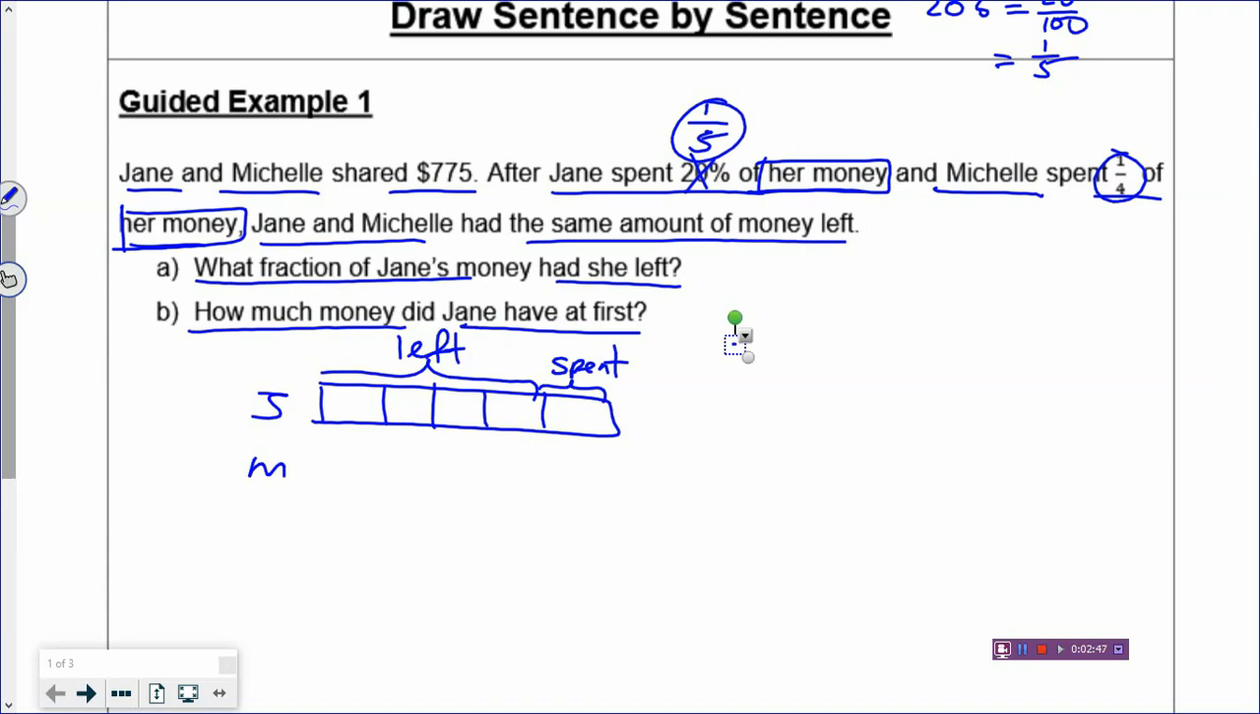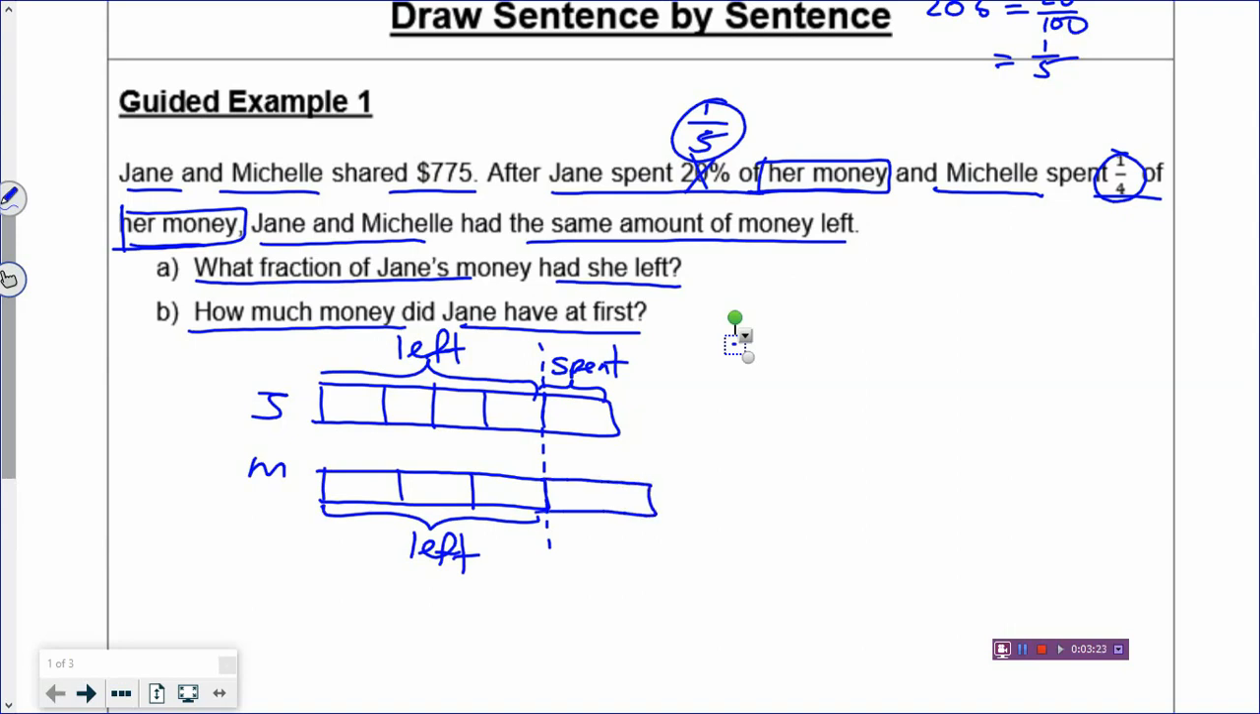If you notice, they both had the same money left. One of our lessons on model drawing is how you show the same amounts of money or equal amounts: you draw a dotted line. And Michelle has how many boxes left? After she spent 1/4, she must have 3/4 left. Am I correct? So that will be 3 boxes. So you draw up to the dotted line, and that is Michelle's money left. And she spent 1 box. Something like this.